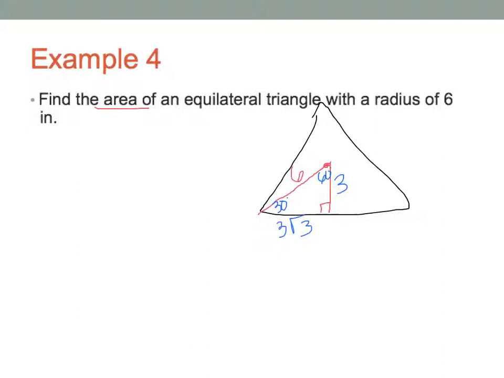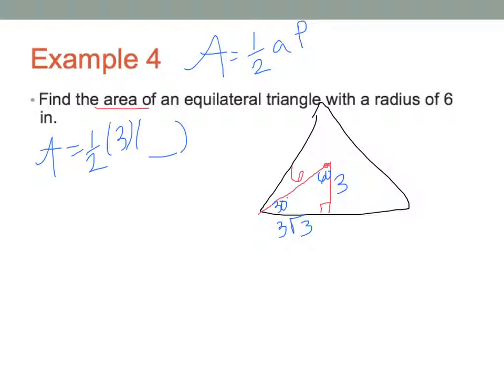Now I can do 1/2 base times height. However, let's go ahead and use my area formula. Area equals 1/2 times the apothem times my perimeter. Now I already know area. I have my apothem, which is 3. Now I need to find my perimeter over here.